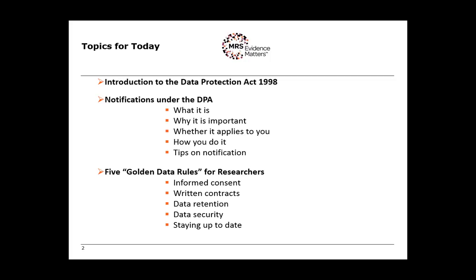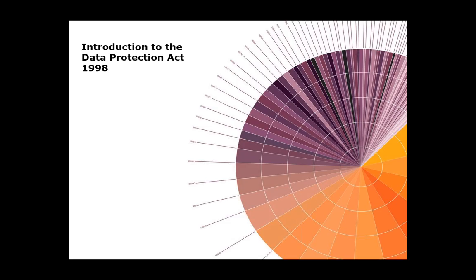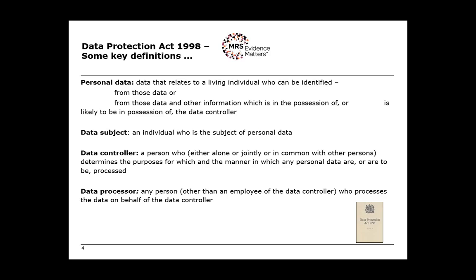We'll then conclude the webinar with 5 golden rules for researchers, hopefully condensing some of the wide principles under the Act to some rules that are pertinent for researchers. And in looking at that, we'll cover informed consent in data collection, contracts with suppliers, data retention, the security of data, and making sure that you stay up to date. As Arthur has said, we'll be sure to leave some time at the end of the webinar for any questions that you may have. So stay with us and enjoy.